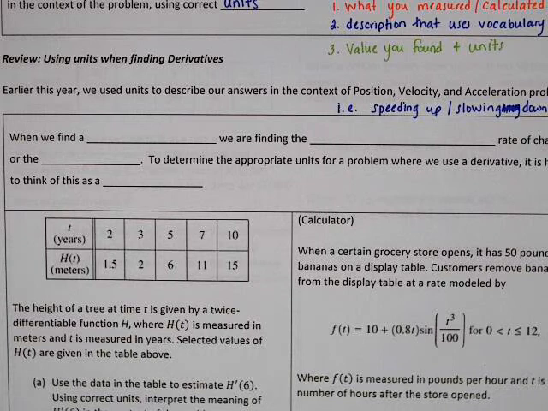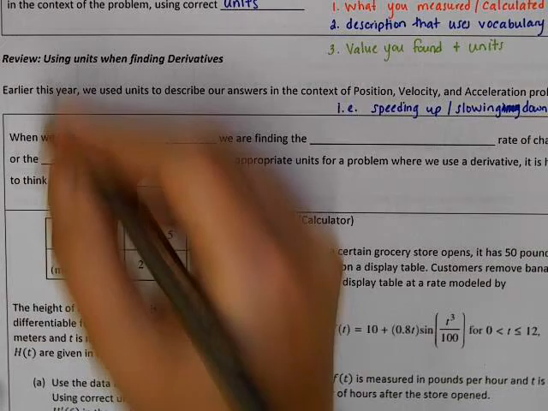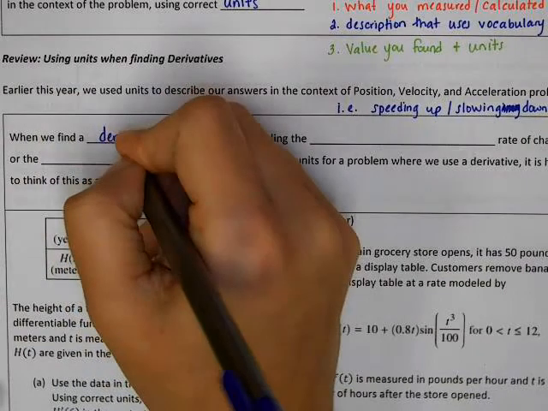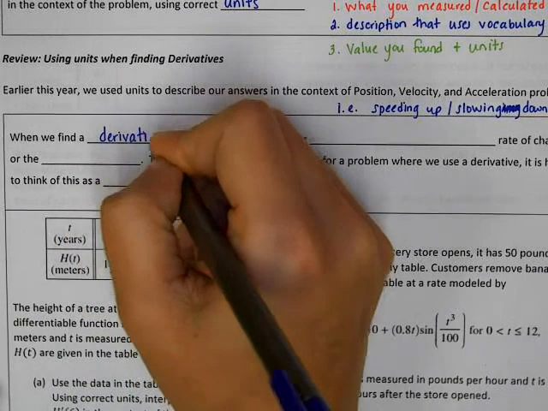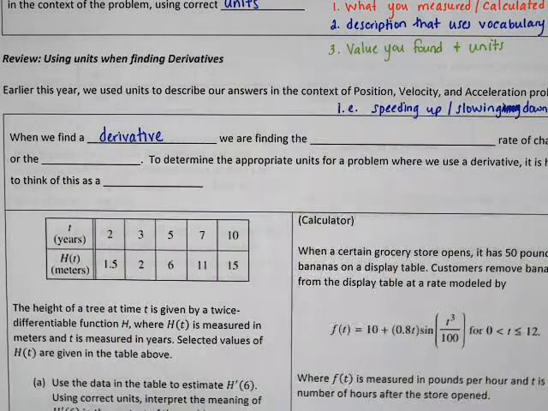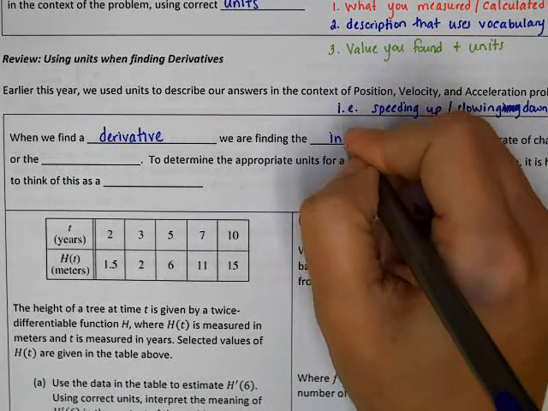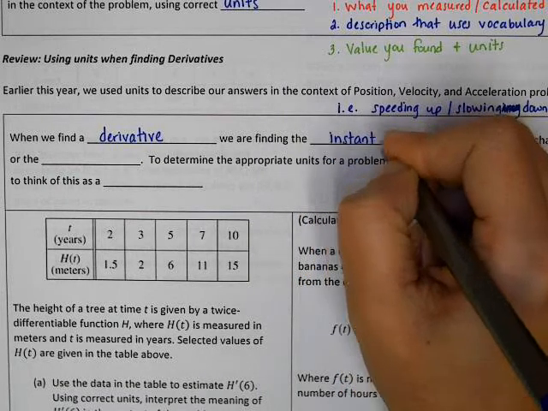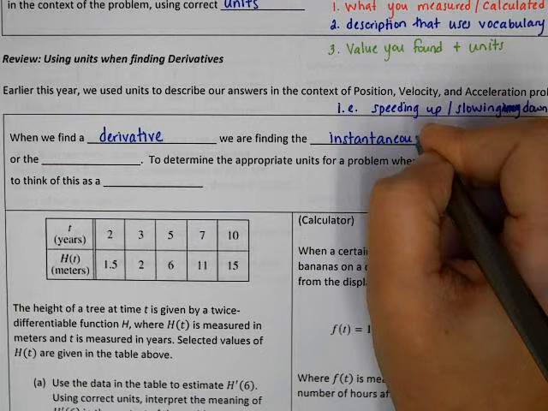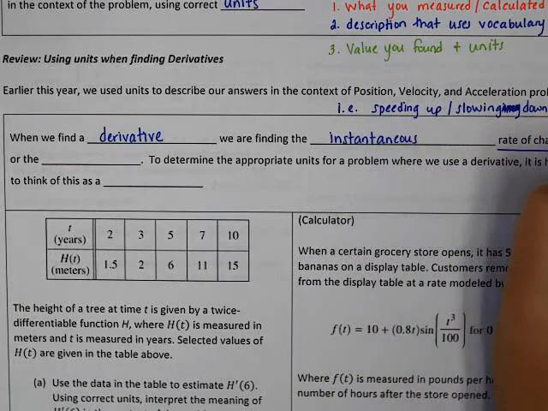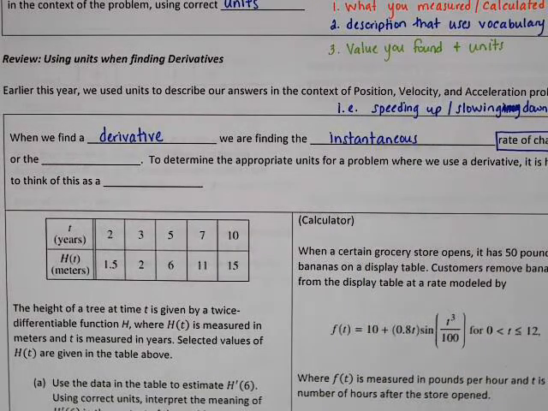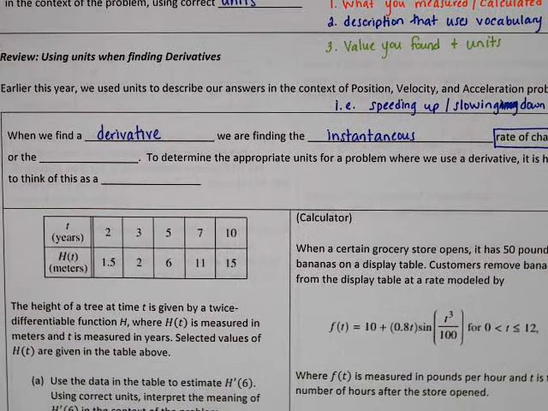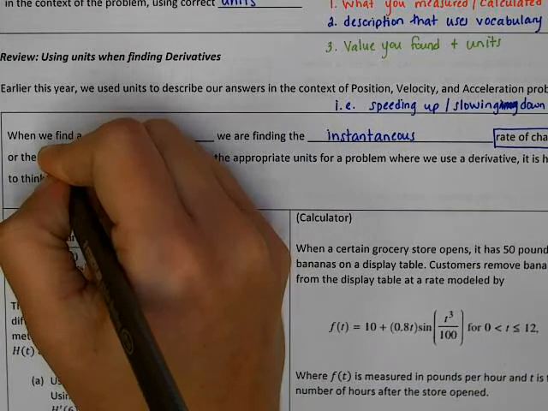So let's review. When we find a derivative, what we are really calculating is the instantaneous rate of change. So, one of the vocabulary words that you're going to use a lot here in the descriptions is rate, because a derivative is a rate. Or another way to think about this is the slope.